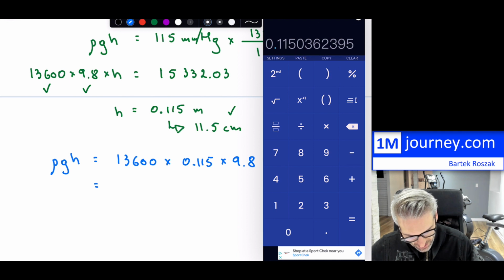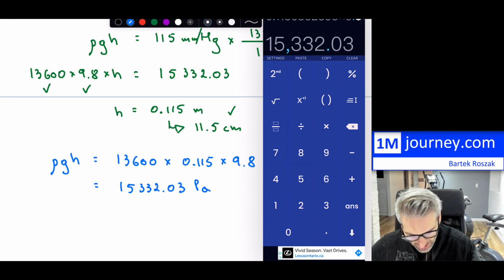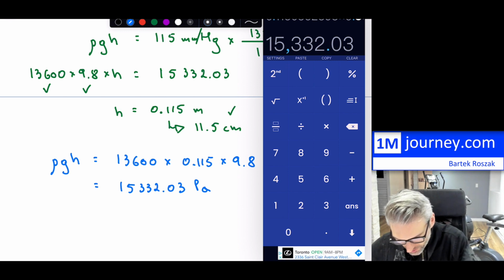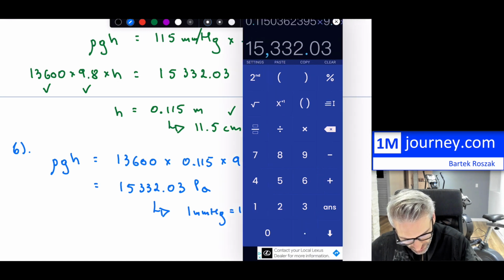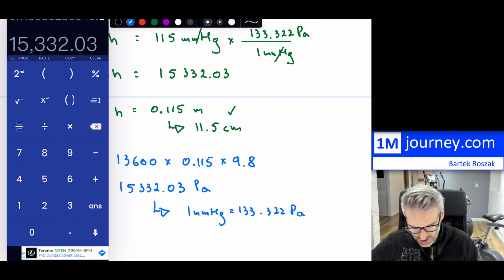So let's take that and multiply it by 9.8 and then multiply it by the density of mercury. Notice that we're going to get 15332.03 pascals. Now, as we're going back in reverse for this part B, we could change this back and use the conversion that 1 millimeter of mercury is equal to 133.322 pascals. So it's going back in reverse and checking our answer.